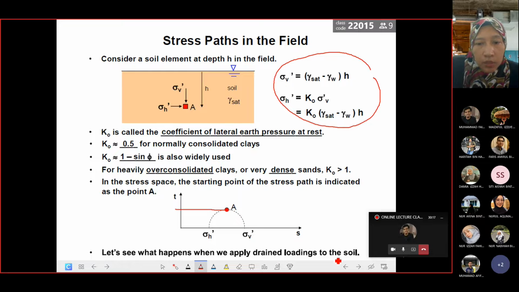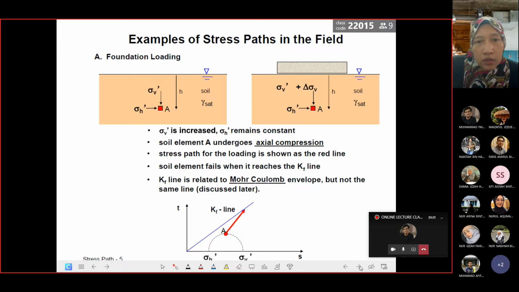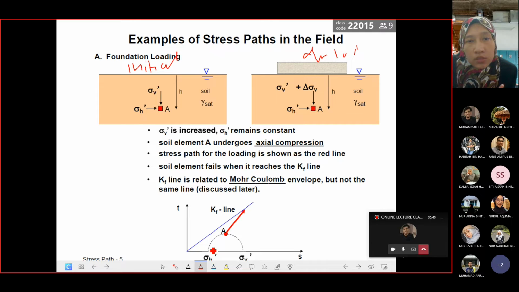Okay, let's see what happens when we apply drain loading to the soil. Macam mana pula keadaan kalau dia loading dengan kita ambil stress condition in the field. Okay, similar initial condition. So yang ni adalah initial condition. Okay, yang ni adalah during you apply load. What will happen to the stress pass? But we will concern on the stress pass. Stress pass ni dia tells you the story of the stress subjected on to the soil. So we want to see that how it behave before dia mengalami failure, for example.